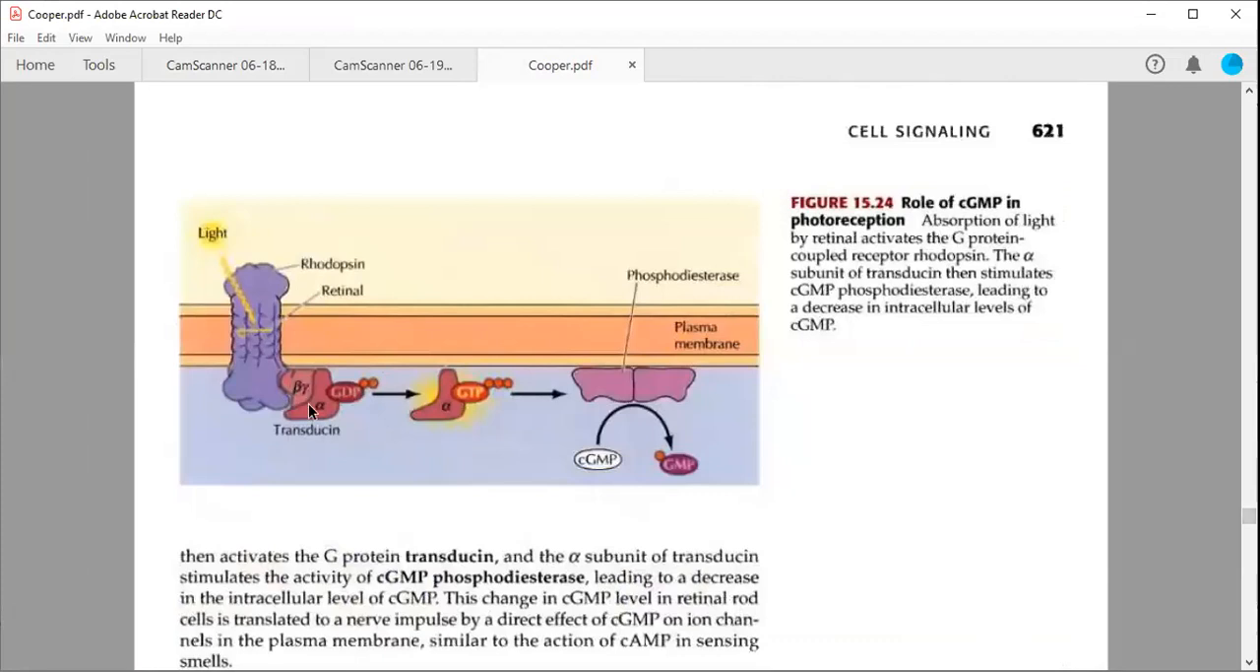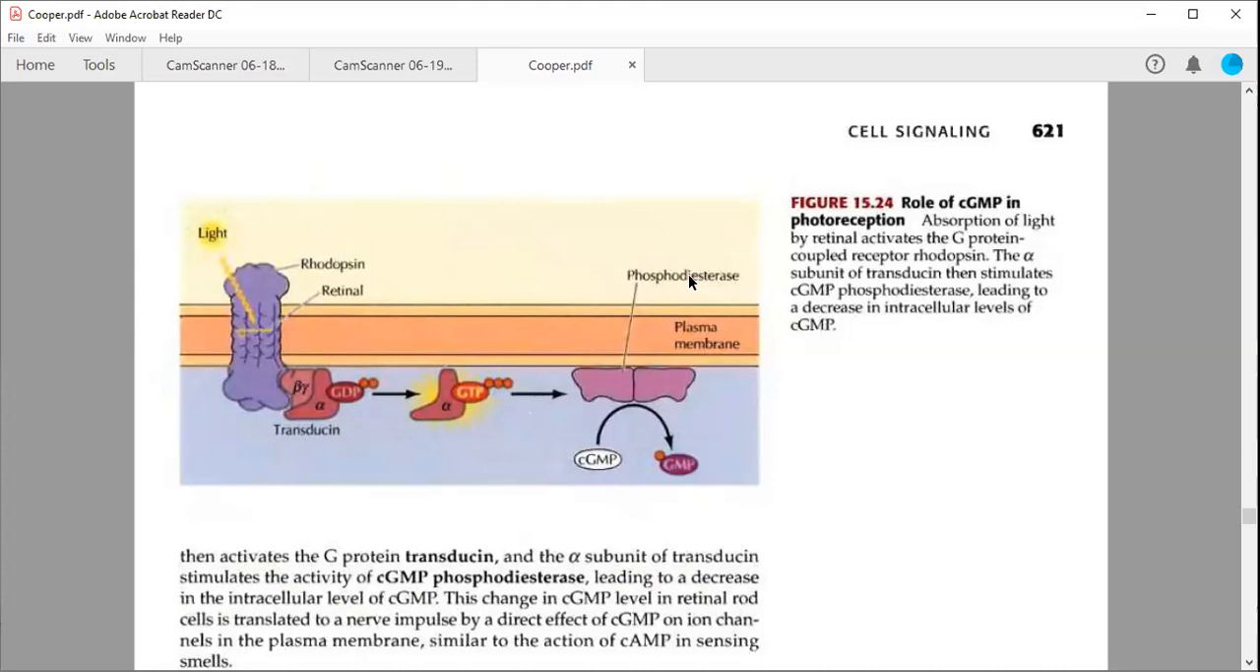Okay, so there is another G protein called transducin protein. It is going to interact with this particular protein. When it interacts, it will be activated because this alpha subunit will bind with GTP, and once bound with GTP, it will go to the phosphodiesterase enzyme. See, this is the difference here.